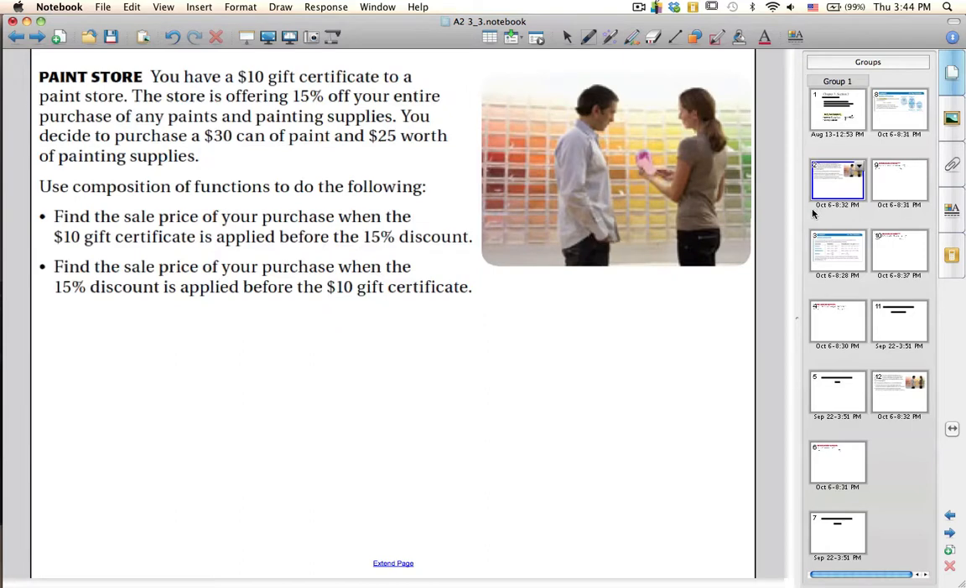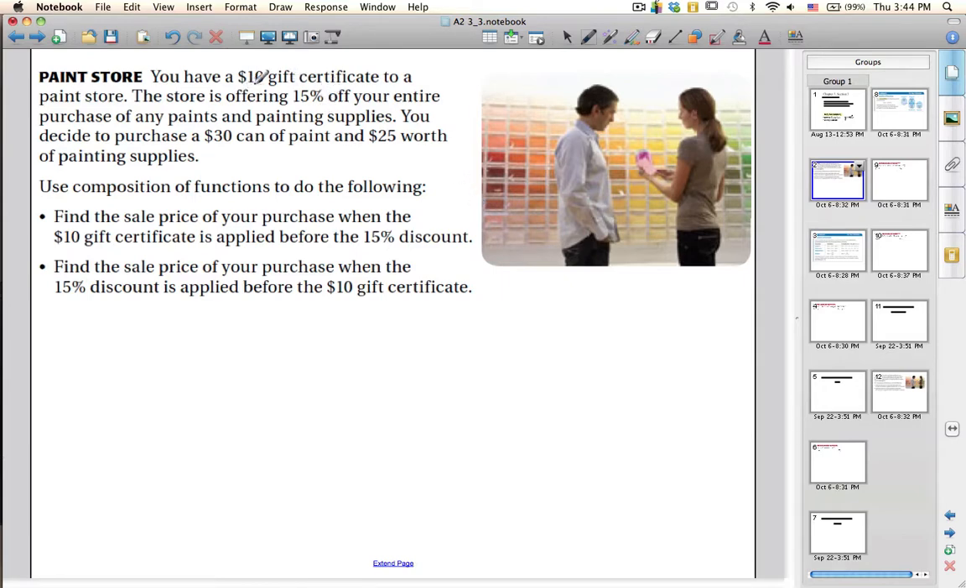Okay, types of problems we might do using composition is this idea here. We have a $10 gift certificate to a paint store, and in addition, the store is offering 15% off my entire purchase of paints and painting supplies. So I'm going to go buy a $30 can of paint and $25 worth of painting supplies. And I want to see, well, which is better for me, to take the gift certificate off first or to take the 15% off?